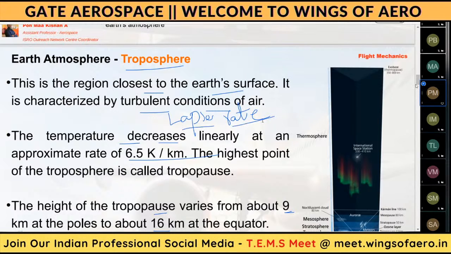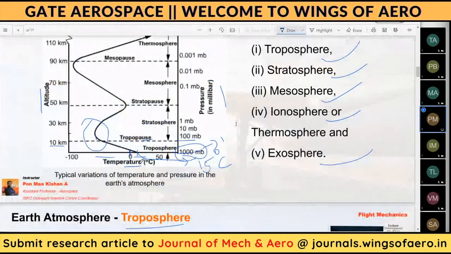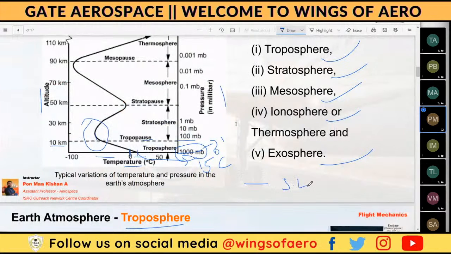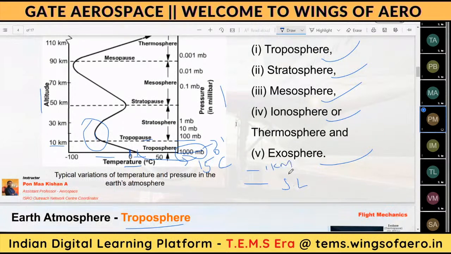So in the troposphere layer, for 1 kilometer, suppose I am standing at sea level and my aircraft is going to fly at 1 kilometer altitude, right?